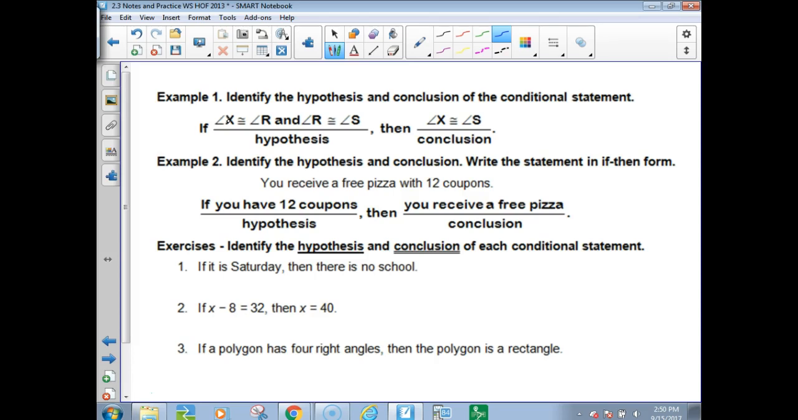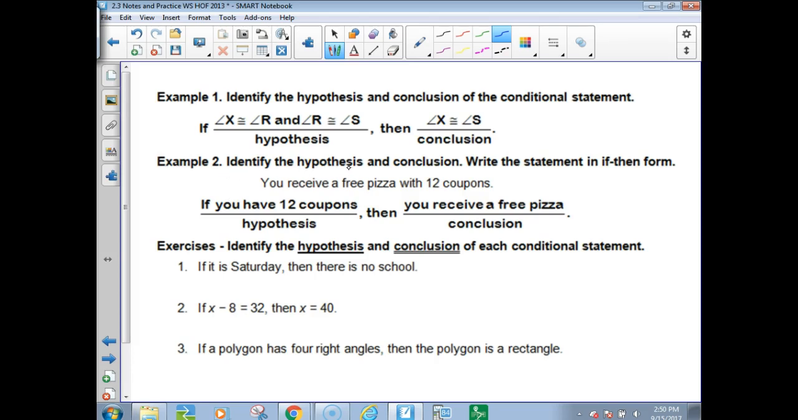Okay, so the hypothesis is after the if. So in this statement, angle X is congruent to angle R, and angle R is congruent to angle S is your hypothesis. The then part is the angle X is congruent to angle S. If you see that, if these are congruent, you can drop the R's and say those two are congruent.